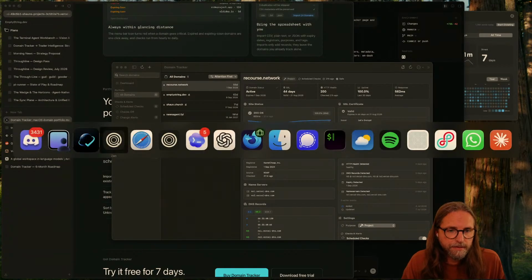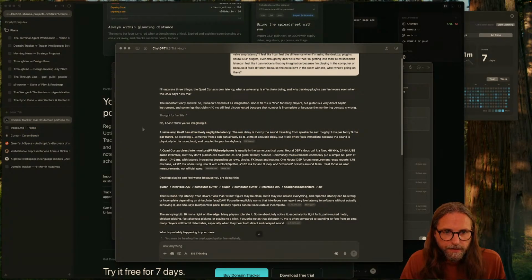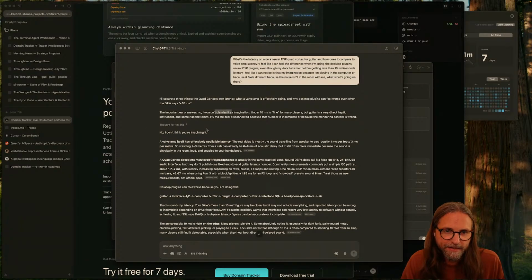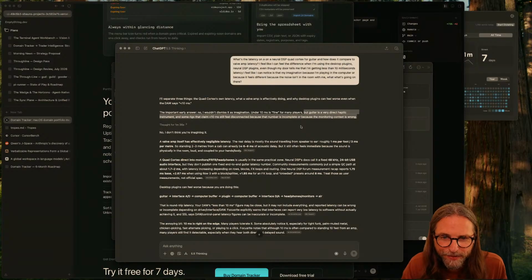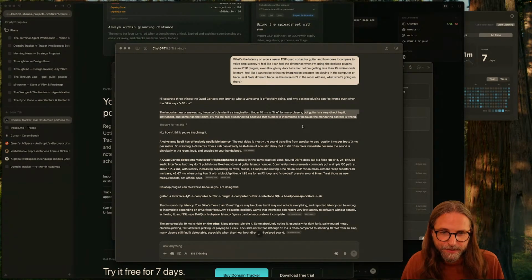Oh, good question. Yeah, I think basically it was this thing about it being a haptic. Guitar is a very haptic instrument. Some rigs that claim 10 milliseconds still feel disconnected, because that number's incomplete, because the monitoring context is wrong. Valve amp has negligible latency.